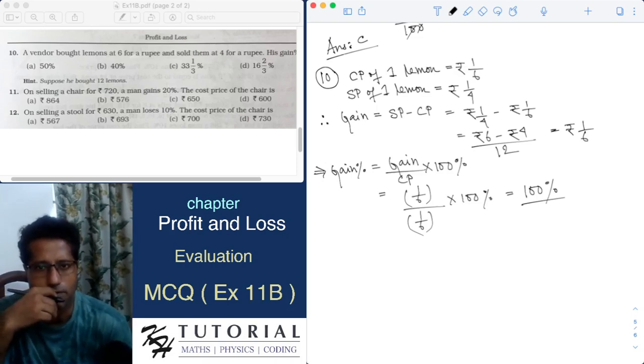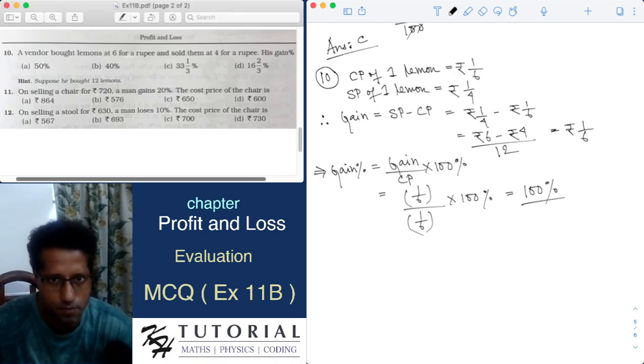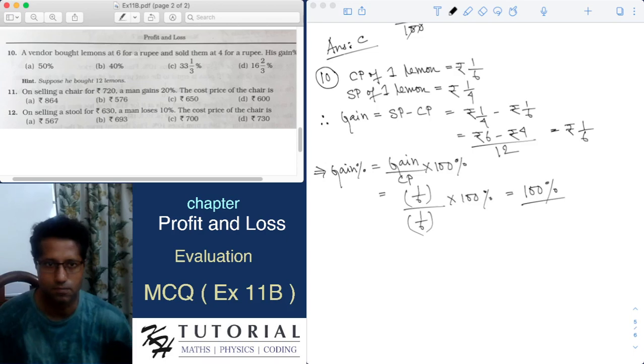Now the answer is not given as 100%. Why? There is no choice for 100%. So I have done some calculation mistake. Let's see.